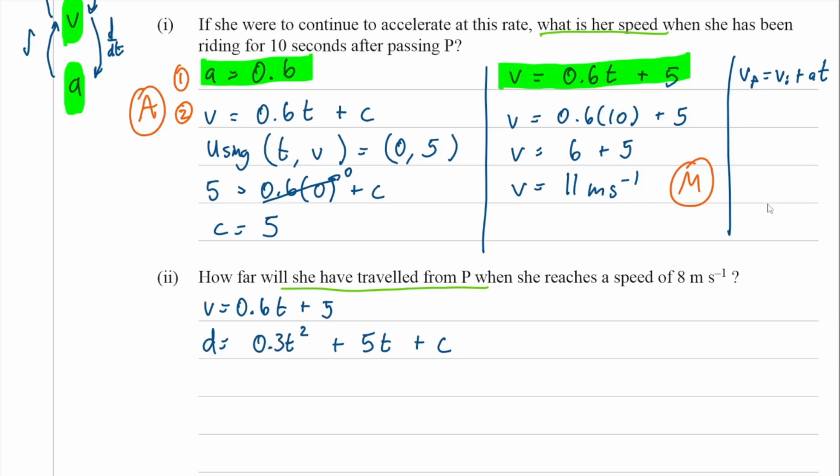Awesome. So now we need to find a point to solve for c. Just like in part 1, we found a time speed point. In part 2, we need a time distance point. So at time 0, so initially, what is her distance from point P?